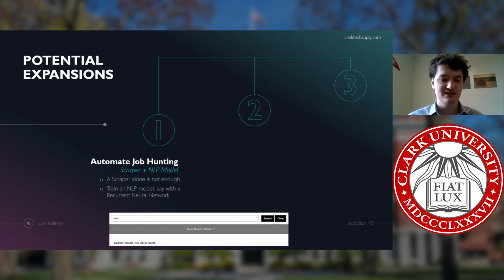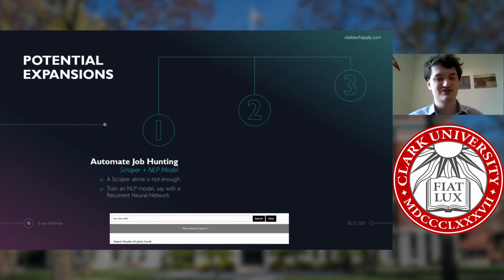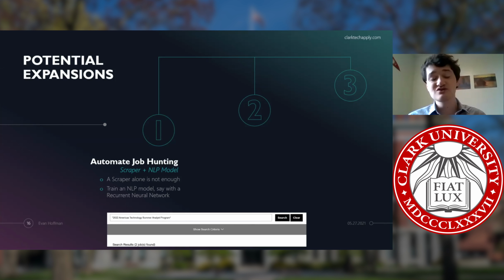Because, for example, right here, as you can see, this is Credit Suisse. If you search intern on their site right now, 102 jobs. If you search tech intern, 31. If you search tech intern 2022, 16. If you search the exact name of the internship which is currently offered, 2 results will come up, one for each location. And that would be a very, very fine-tuned scraper.